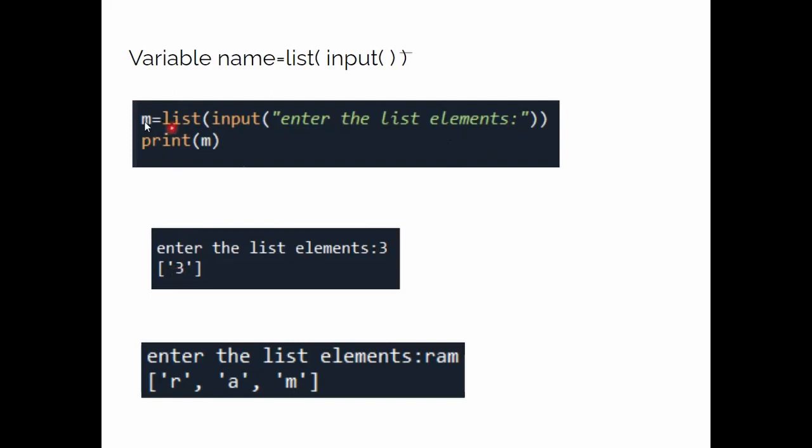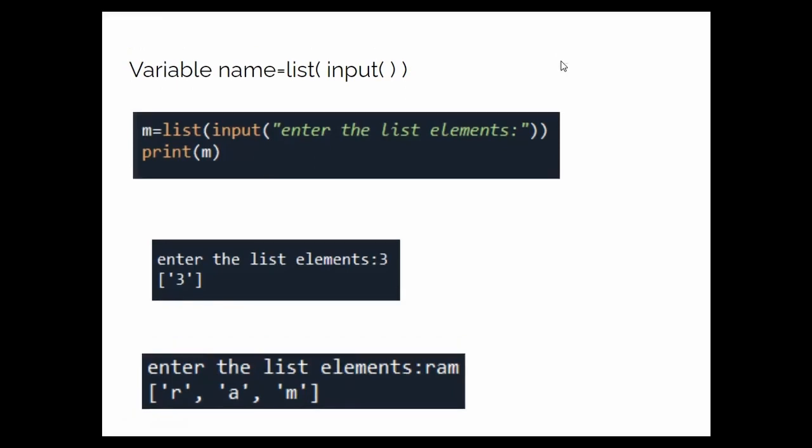Again, for the second time, if we execute this instruction, it will display this kind of message. And suppose this time, when the cursor is waiting for me to type something, I type Ram. At that time, it will consider each and every character as a separate element of the list, like R, A, M. So these are the different ways of creating a list.